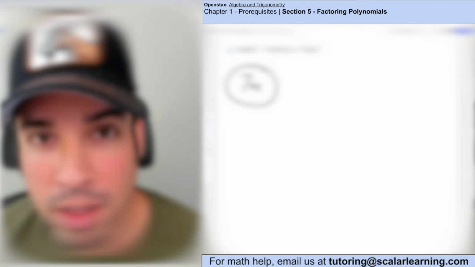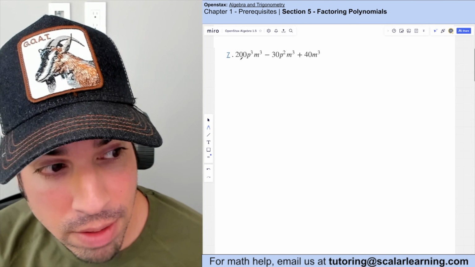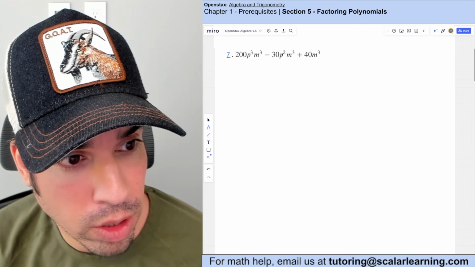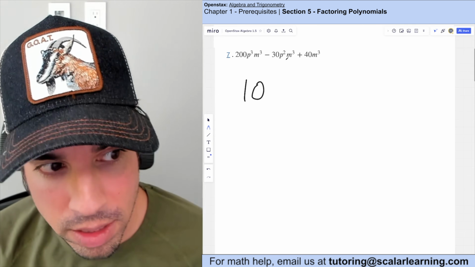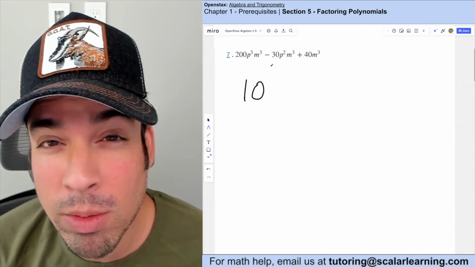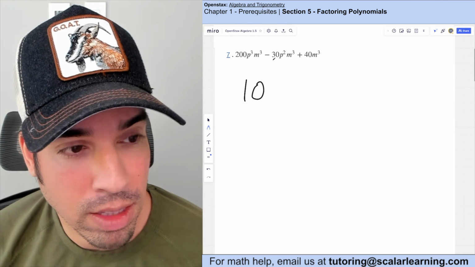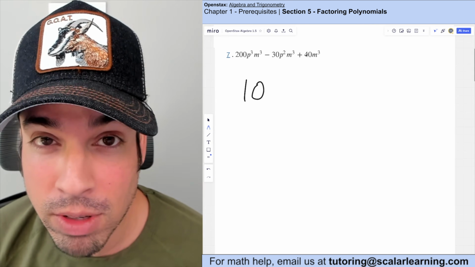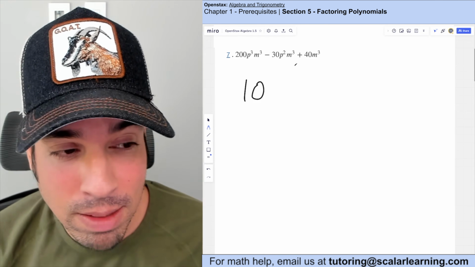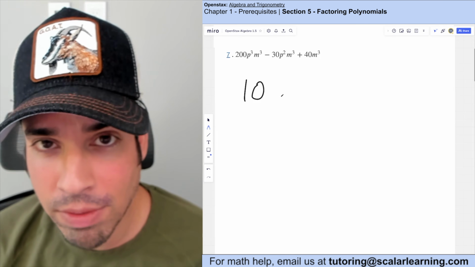Boom, done. So again, finding the GCF, first I'm going to look at the coefficient. So what's the GCF for the greatest common factor of 200, 30, and 40? It's going to be 10. And a nice little rule is when I look at two numbers or three numbers, the GCF will never be bigger than the smallest difference between two numbers. So I know that 30 and 40 have a difference of 10. That's the max it can be. And since 10 is a factor of 200, we know 10 is the GCF of the coefficients.